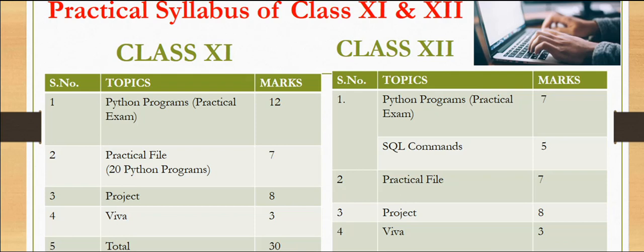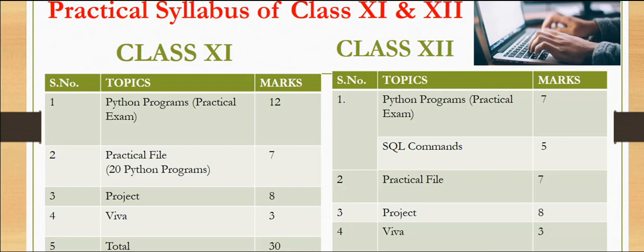It carries 7 marks. Then is your project. That project work you have to do. Then it is of 8 marks. Then your viva, when your final exam, you will be giving your practical exam. In this, the oral questioning, that is your viva, it is of 3 marks. Then total is of 30 marks. Then comes the class 12th.